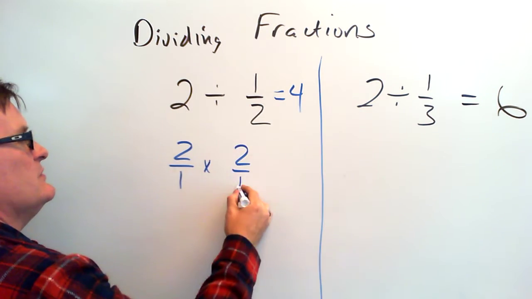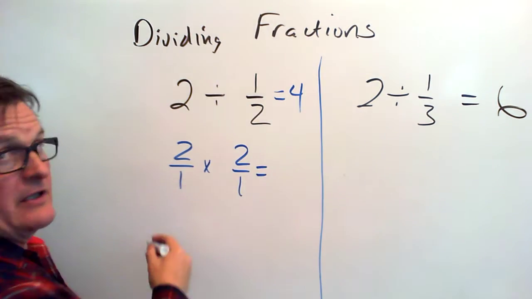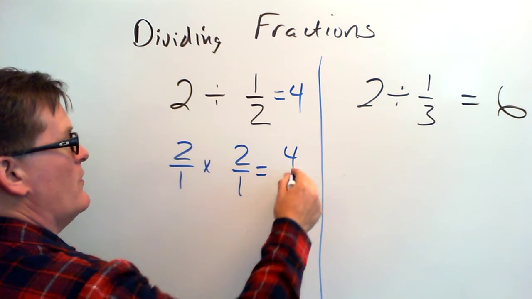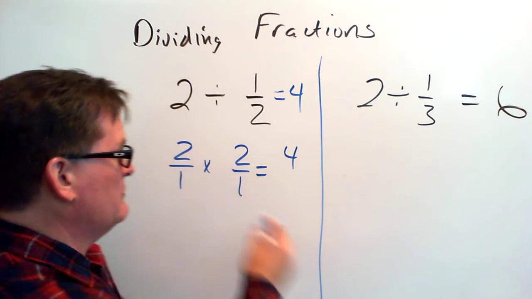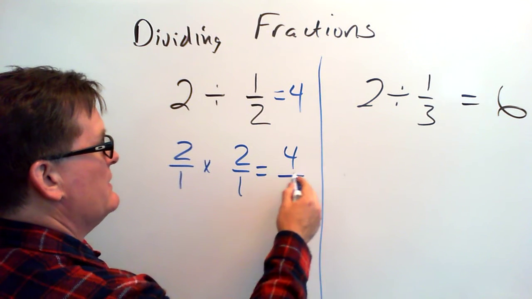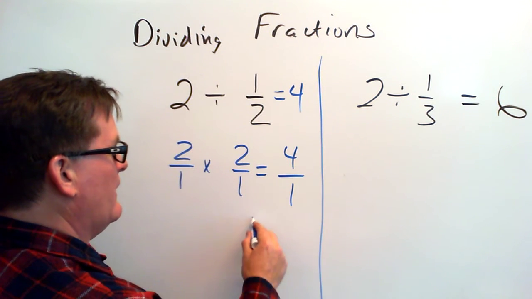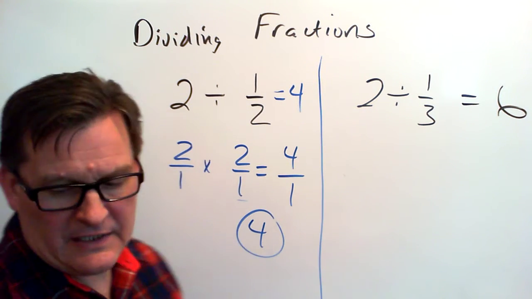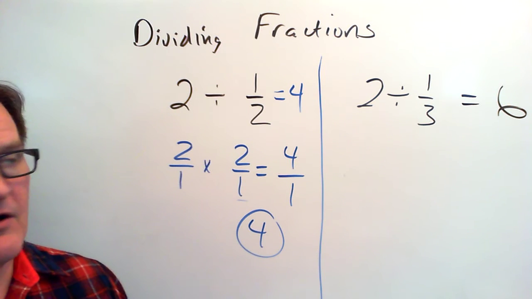So 1/2 becomes 2 over 1, and then I multiply, and look what happens. 2 times 2 is 4. Remember, the rule for multiplying is multiply top, multiply bottom. 1 times 1 is 1. We know 4 divided by 1 is 4. So procedurally, using a formula, that's how we get there.